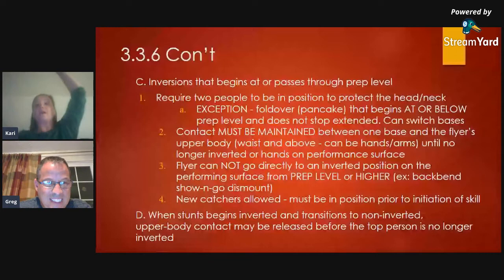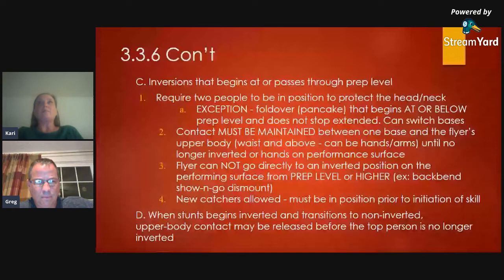So you just have to be sure that they're not extending their arms too high. They have to stay below prep level. So they can be in that squish position and then they can fake it show and go. But once they bring it up to prep level or above, they cannot do that back bend straight to the ground. And we saw that a lot.